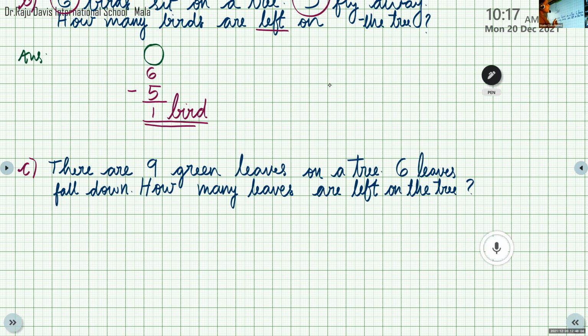Six leaves. Can you show the second question? How many? Leaves. Left. L-E-F-T. Left. On the tree. Ma'am, can you scroll down?